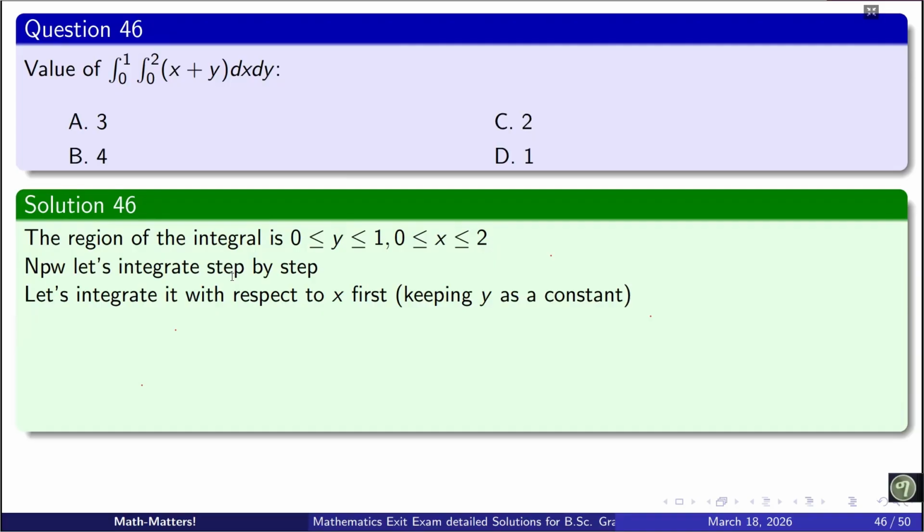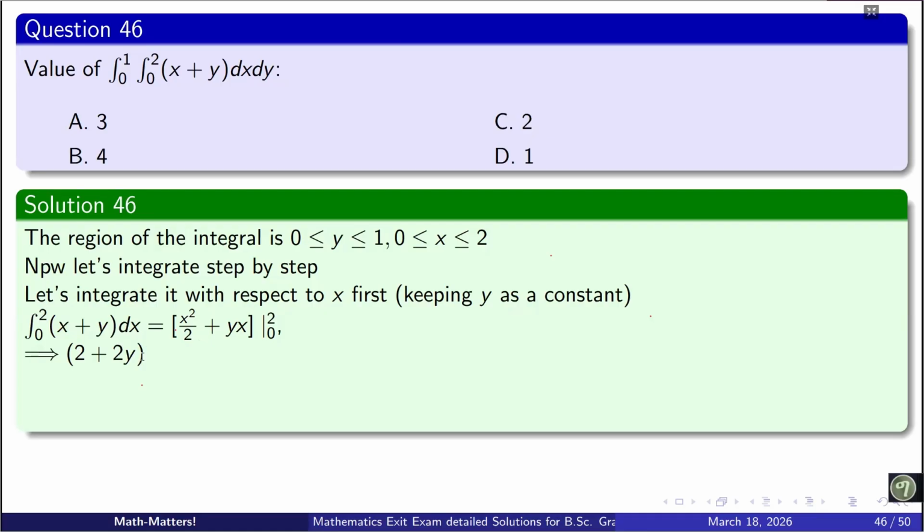First, we integrate with the inner one, with respect to x, keeping y as a constant. We have the integral of x plus y dx from 0 to 2, which is x squared over 2 plus yx, since y is a constant and the only variable of integration is x, as x runs from 0 to 2. Substituting the upper limit 2, we get 4 over 2, which is 2, plus 2y, and at 0 it's already 0. Therefore we have 2 plus 2y.